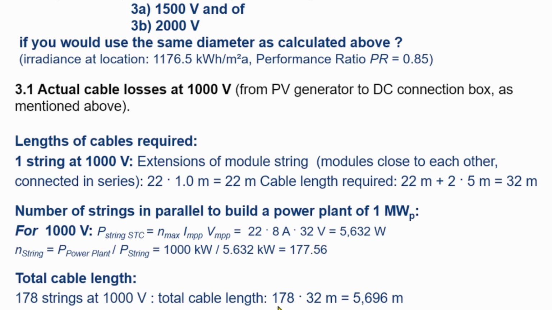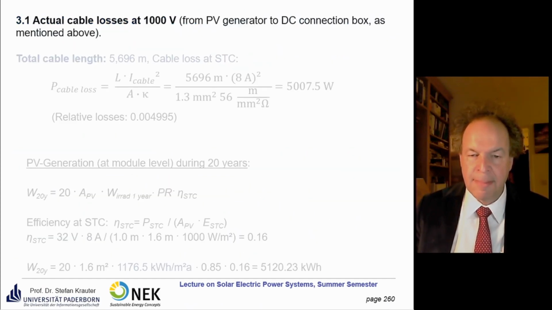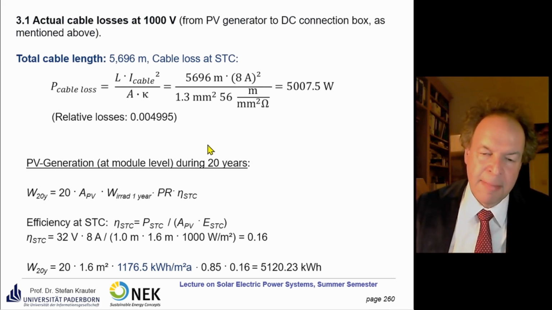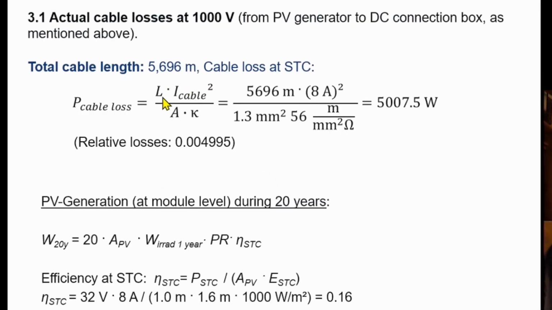The according cable length is 178 times 32 meters. What we calculated here is 5,696 meters. Let's go to the other voltages here. First, we calculate the losses here. So at this length, we put in the length, and the current is still 8 amps. The diameter we calculated is 1.3 square millimeters. The conductivity is the same. So we have here a loss of about 5 kilowatts. In relative terms, the losses are 0.0049995. We wanted to have less than 0.5%. That's correct.